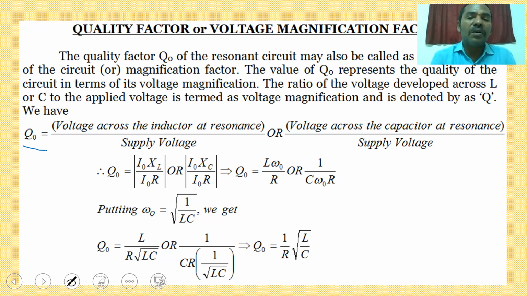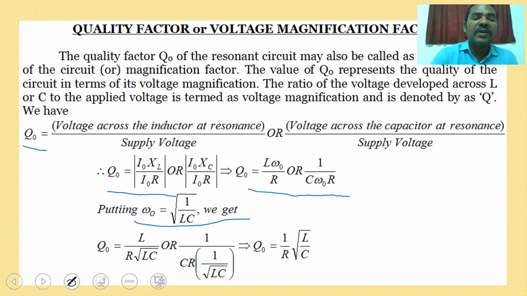So Q0 is equal to the voltage drop across the inductor at resonance, or the voltage drop across the capacitor at resonance, divided by the voltage drop across the resistor, at the supply frequency. So Q0 is equal to I0 XL divided by I0 R, or I0 XC divided by I0 R. Or you can write it as Q0 is equal to L omega0 by R, or 1 by C omega0 R. Now what is omega0?